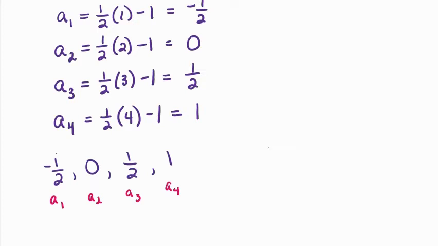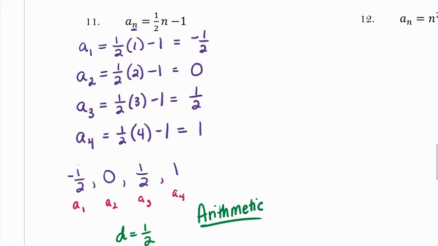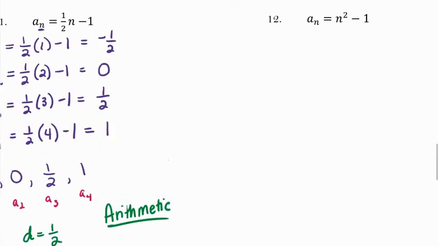Well, to get from negative 1/2 over to 0, I could add 1/2. From 0 to 1/2, again, I could add 1/2. From 1/2 to 1, again, we could add 1/2. So it seems there that our common difference is 1/2, which means that this is an arithmetic sequence. Okay, to find your 4 terms, look for the pattern just like before to decide what kind of sequence it is. All right, let's try another one.